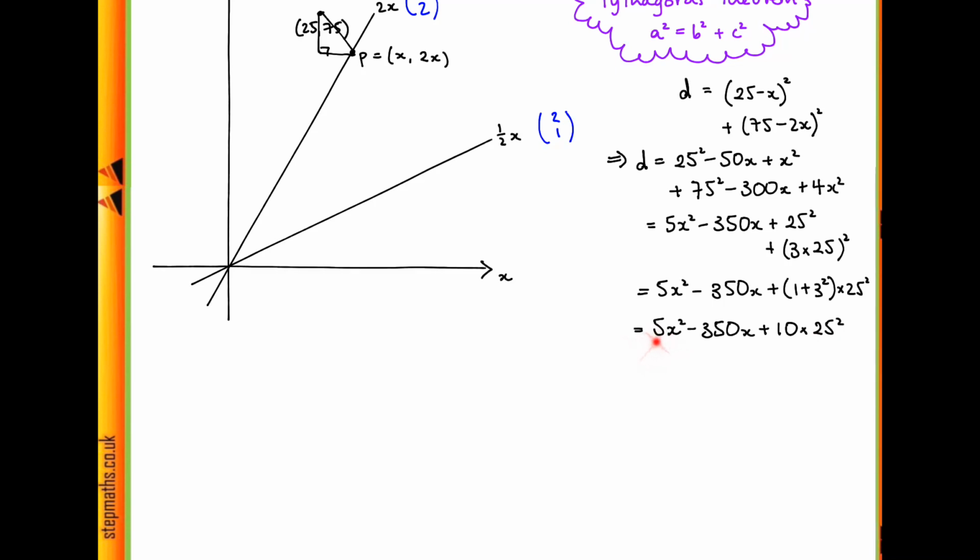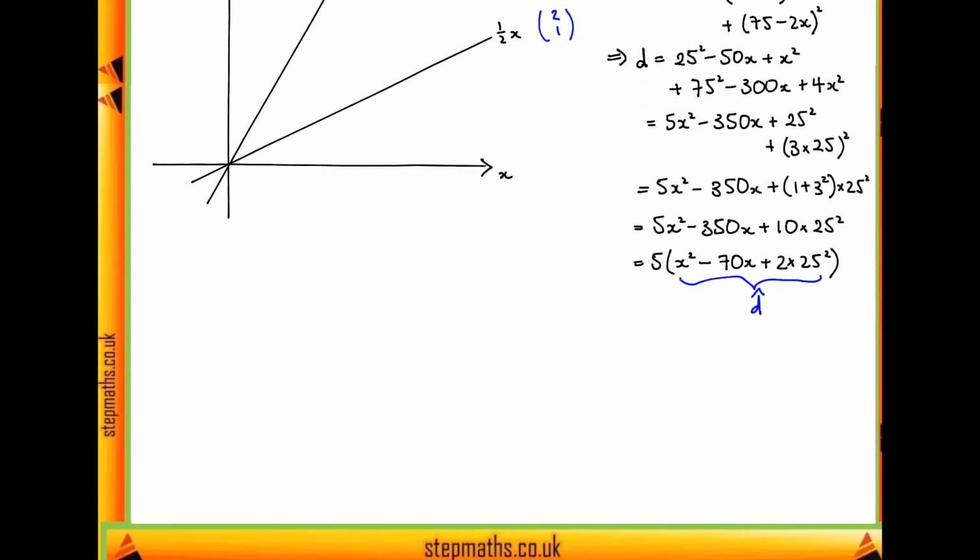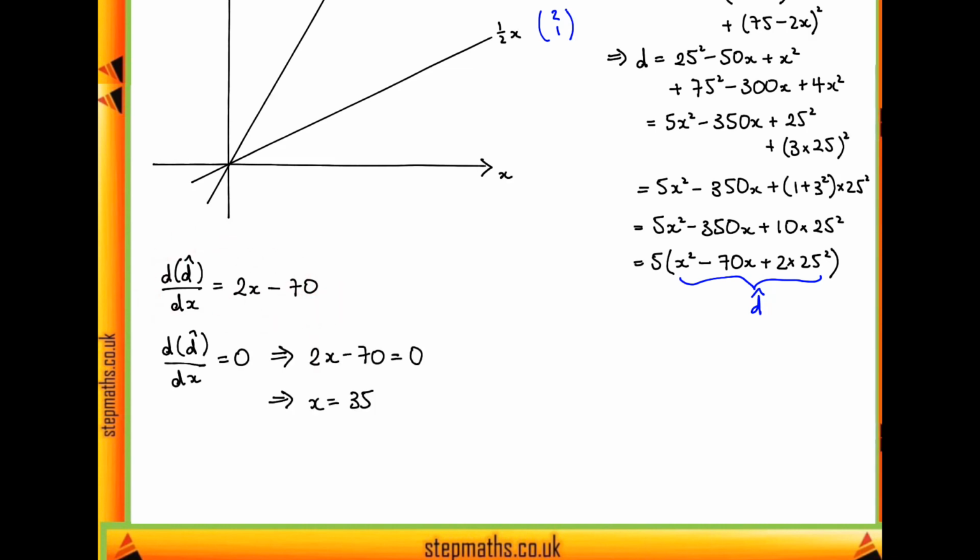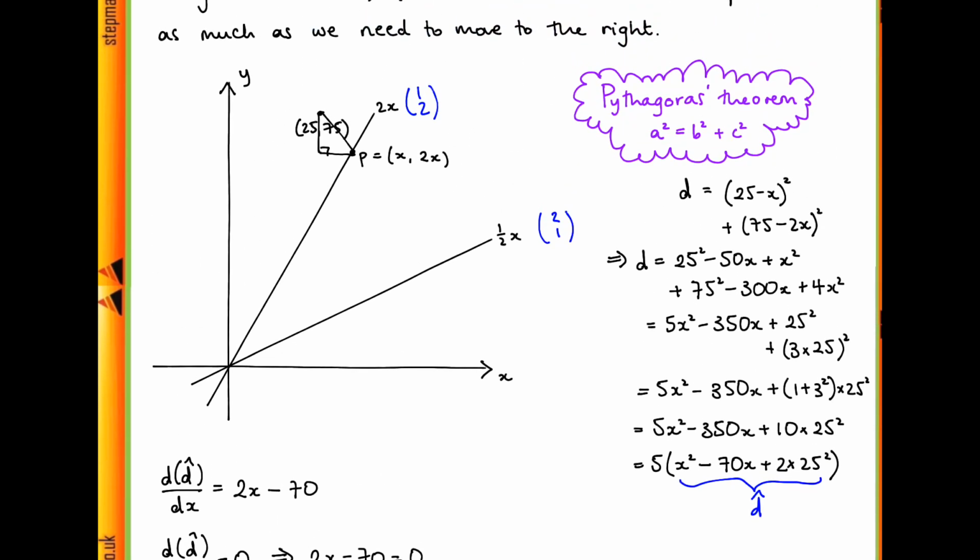We can also factor 5 out. And the 5 is a constant, it's fixed. So to minimize d, we actually just want to minimize what's in this bracket here. So let's call this in here d hat. So we want to minimize d hat, and to do that we want to differentiate. So differentiating, we get 2x minus 70, and to find the minimum we set this to 0, which of course gives us that x is 35. So the distance between (25, 75) and P is minimized at x equals 35.